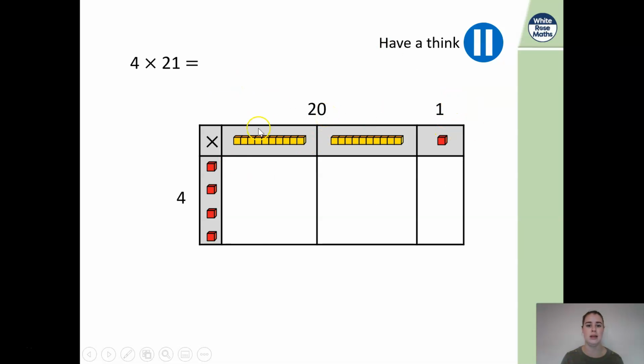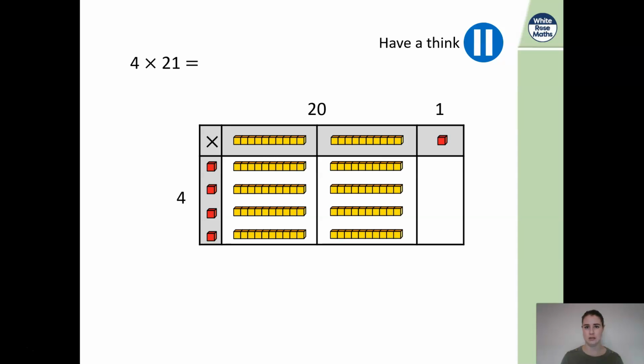So the same rule applies. Let's start from the top. We need 4 lots of 10. 4 lots of 10 gives us 40. We need another 4 lots of 10, which gives us 40. And here we're multiplying 4 by 1, which gives us 4. Now I can see looking at my columns, I don't need to do any exchanges for this question. So we'll look at our 1s, we have 4 ones, and 10s, we have 8 altogether. Therefore, my answer is 84.